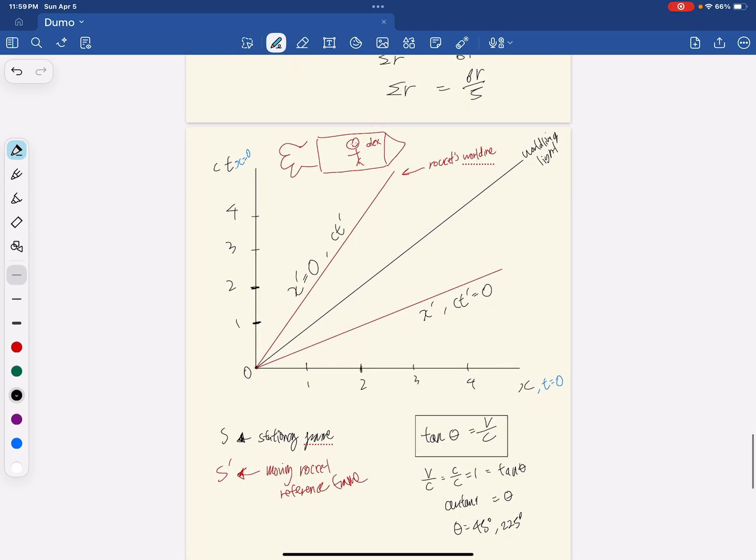And there you have it. We have the axes of a moving reference frame. I hope that was clear.